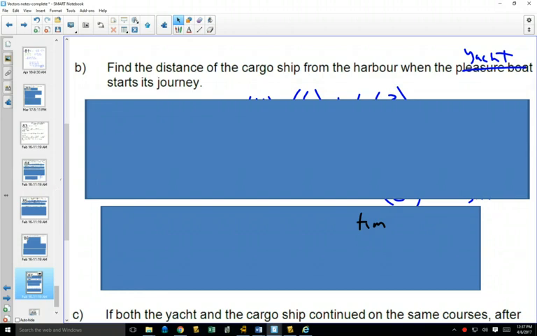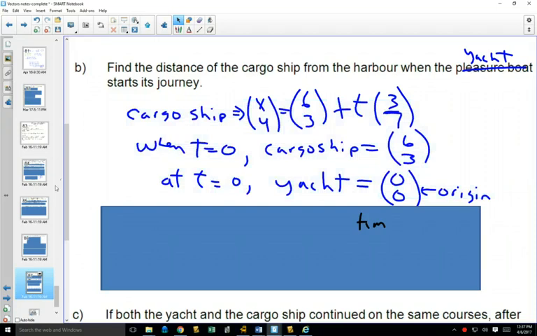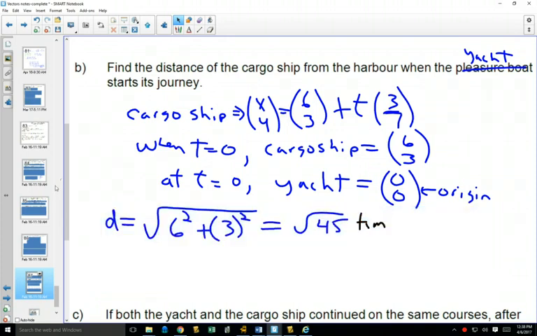So we know that it starts at 6, 3. That's at time equals 0. That's where the cargo ship is. At time equals 0, the yacht is at the origin at 0, 0. If you want to find the distance between 0, 0 and 6, 3, that's just the length of 6, 3, which is the square root of 45 kilometers. So the cargo ship is just under 7 kilometers away from the harbor when the yacht leaves.